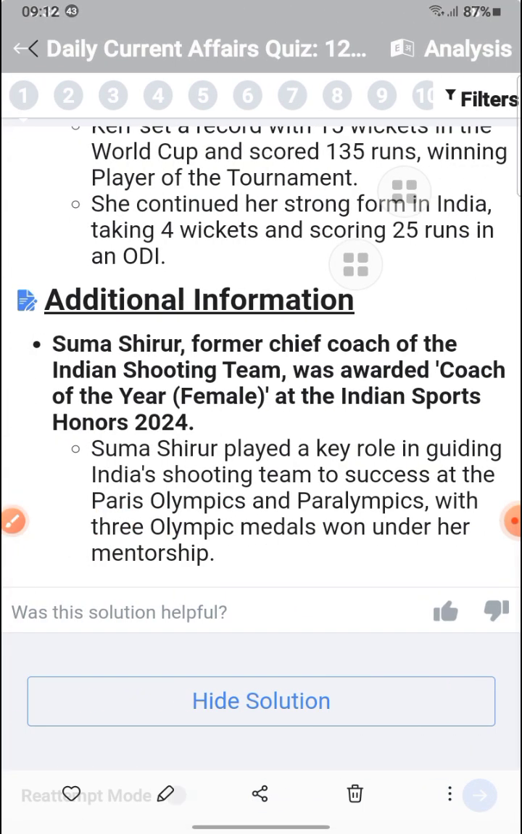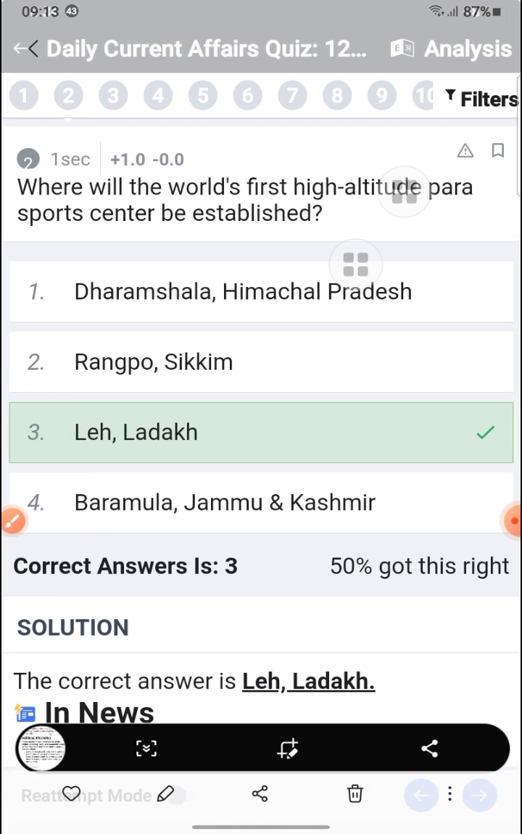Now the next one: Suma Shirur, former coach of the Indian shooting team, was awarded Coach of the Year. She is also a woman, and this was at the Indian Sports Honours 2020. Suma Shirur played a role in guiding the shooting teams at the Paris Olympic and Paralympic Games, where Olympic medals were won under her mentorship.